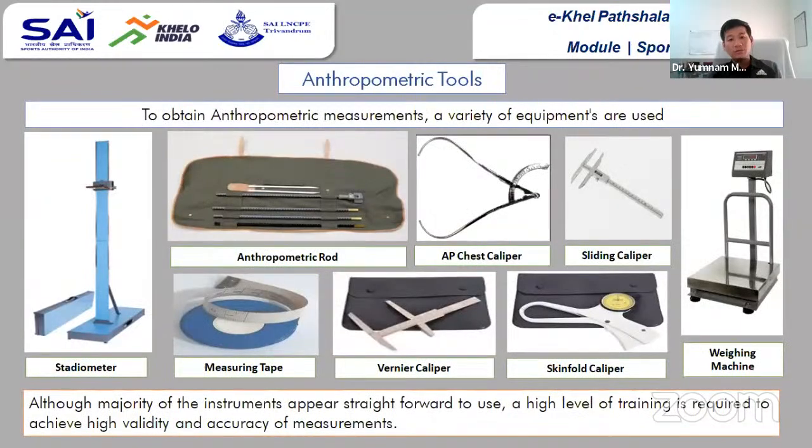And now some of the basic equipment which we use for taking those measurements. I have given some 7-8 equipments, names of the equipments. One is the stadiometer. You have seen this equipment, which is used for taking stature or height of an individual. If you want to take someone's height, we can use this one. This is only for height measurement.